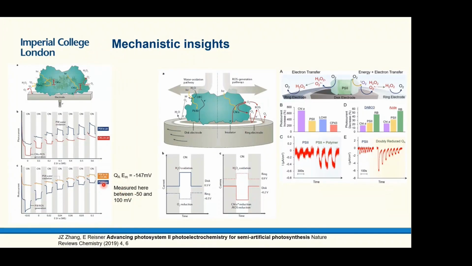And they see that the current disappears at a potential lower than minus 50 millivolts, suggesting that the redox potential will be closer to that value. It is still too high compared to the redox potential of the quinone in the protein measured by other means of spectral electrochemistry. In this case, that is minus 147 millivolts.